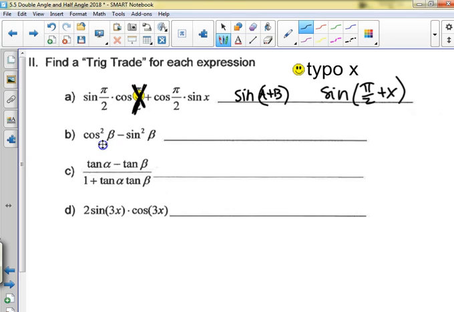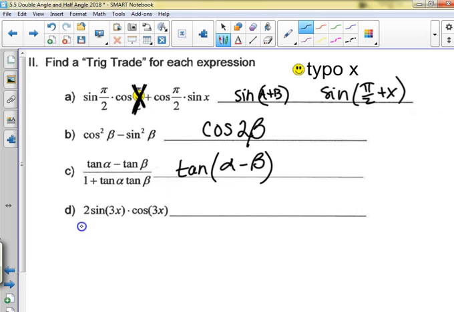Okay. What about this guy? Cosine squared minus sine squared. We just learned today that this is double angle for what? Cosine. Now, you really should put the beta in. I know some of you are always like, I'm just going to use an X. But this one is about substitution. Okay, what's this? Tan minus tan over 1 plus, it's what? Tan A minus B. So I'm going to use alpha minus beta.